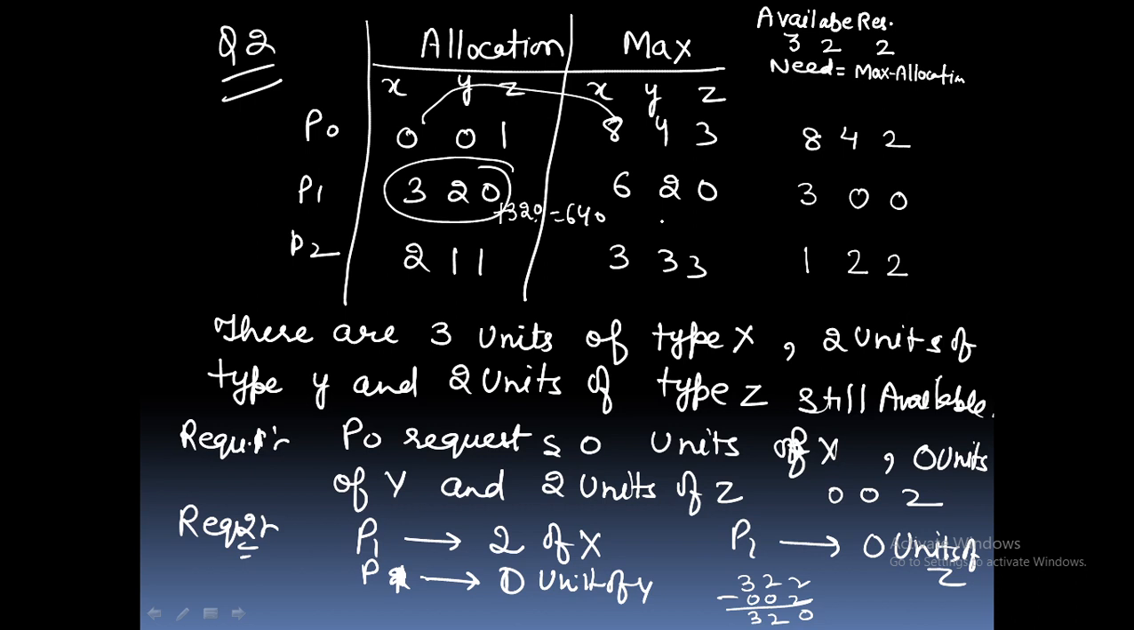Because with the instances available currently, only the requirement of process P1 can be satisfied. P1 is allocated the requested resources. It completes its execution and frees up the resources held by it, and now the available resources are 640, and you cannot satisfy another need.